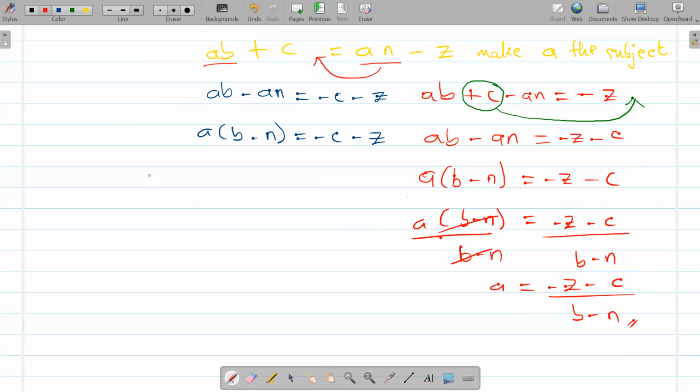Okay, so let's look at this. We have AT plus D is equal to, let's say, BT minus Q. I want you to do this. Sorry, AT plus D is equal to BT minus Q.